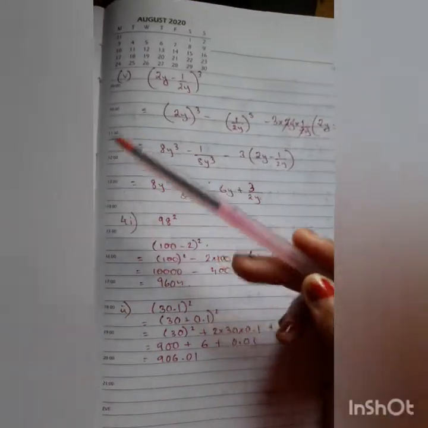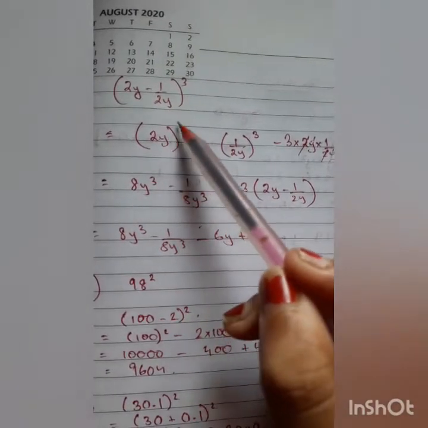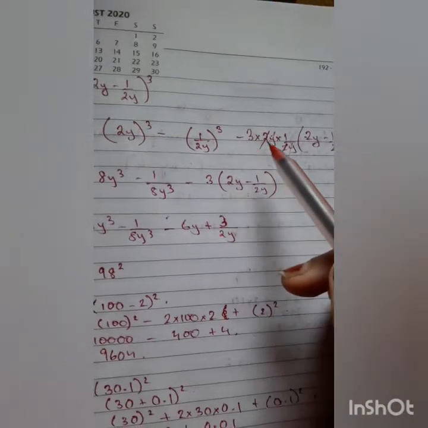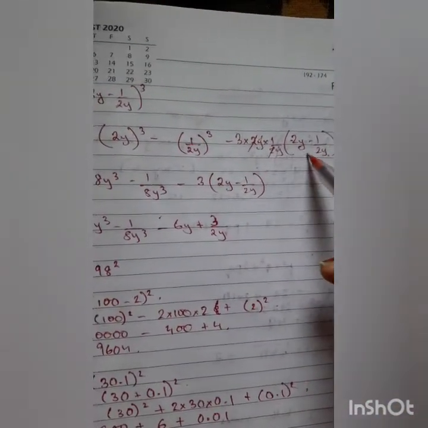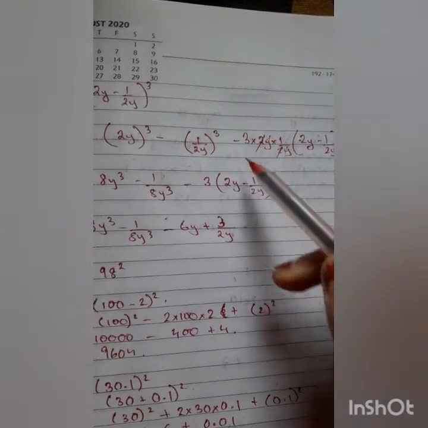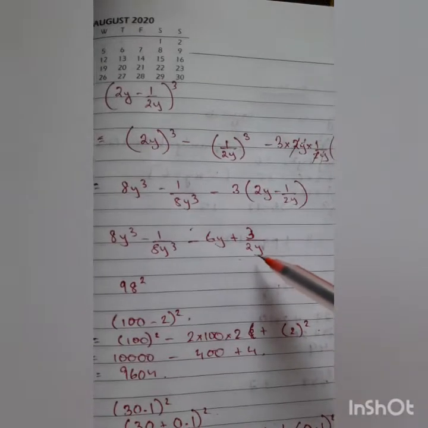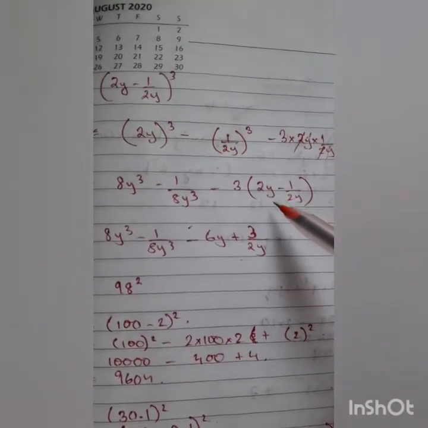Next come to 3 part 5. Here again we will use the a minus b whole cube formula. So first term cube minus second term cube minus 3 into first term into second term within brackets, first term minus second term. Here 2y is cancelling each other, and thus we are getting this answer. Hope you will be able to solve this. It is a very easy type of sum, just you have to put the formulas.